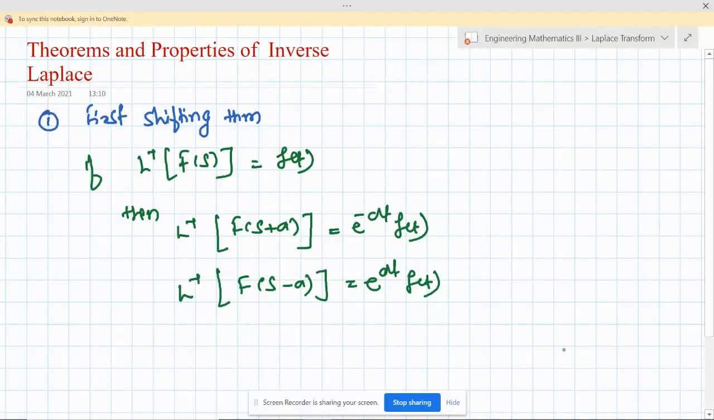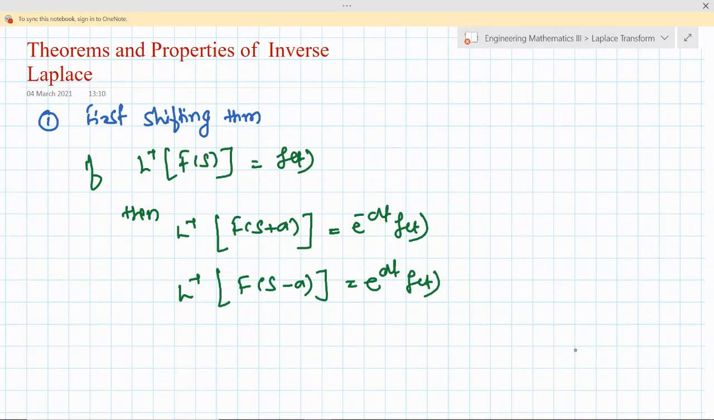Hello student. In the previous lecture we have seen the definition of inverse Laplace and inverse Laplace of some standard functions. Now today we will discuss some theorems and properties related to inverse Laplace. That will definitely help us to solve the examples related to inverse Laplace transform.